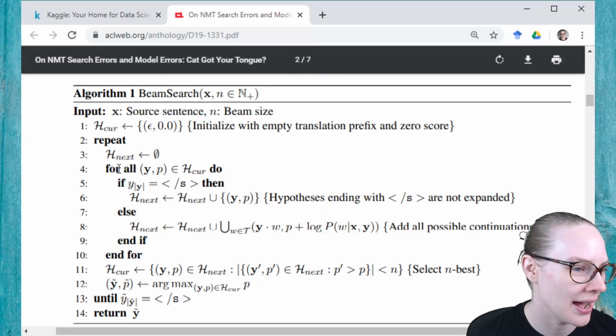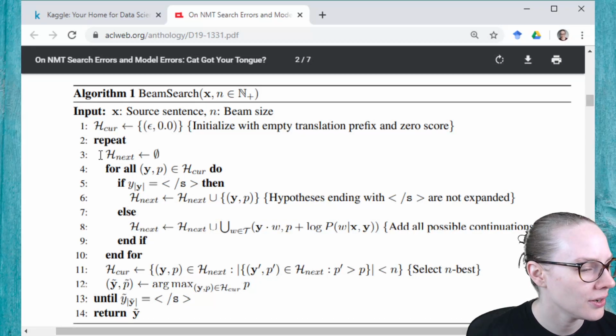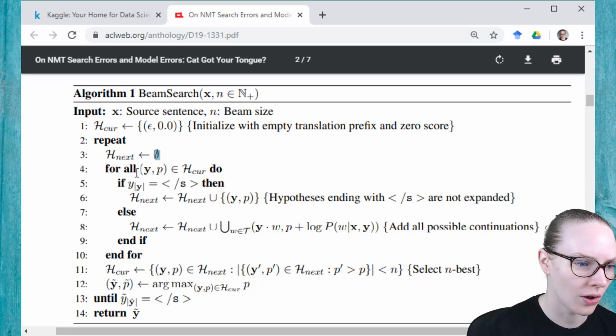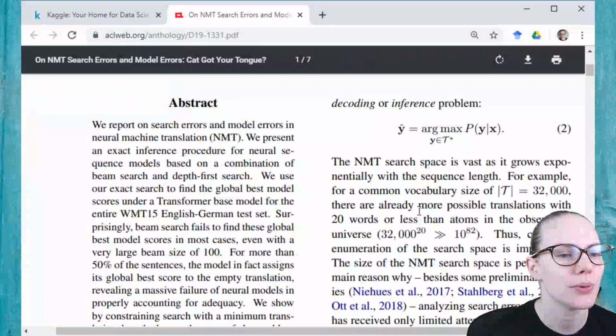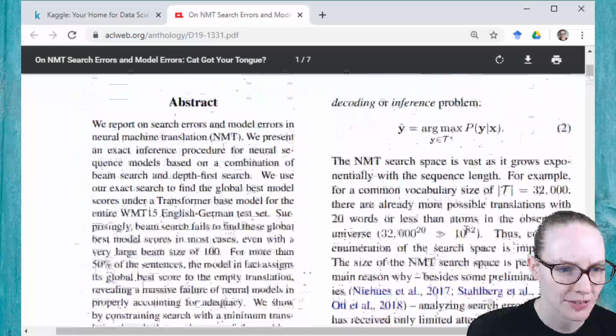All right, so H current starts with an empty translation prefix and a 0 score. And then for the next, we set it to null. And then for all y in P, where y is translation outputs, we definitely saw y somewhere.